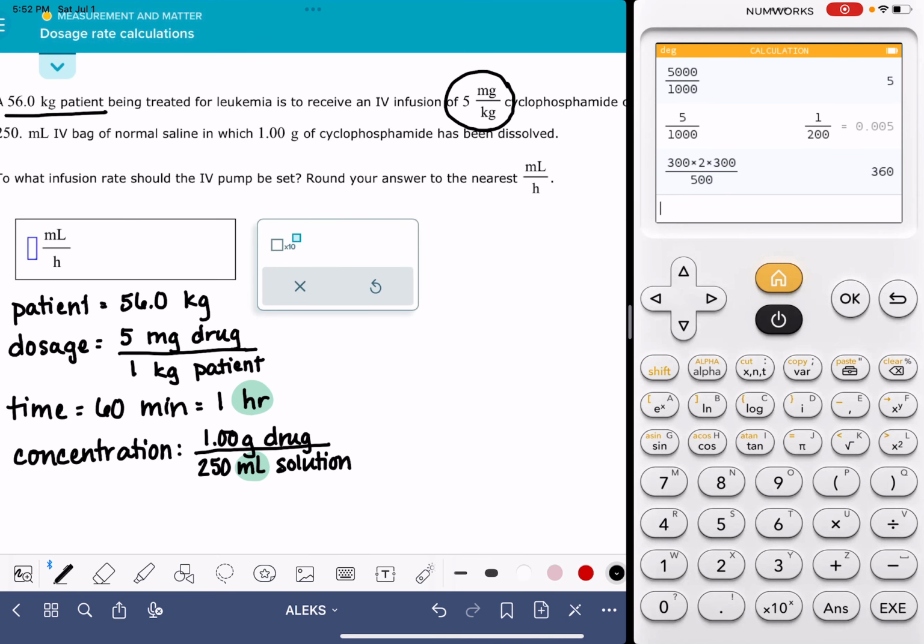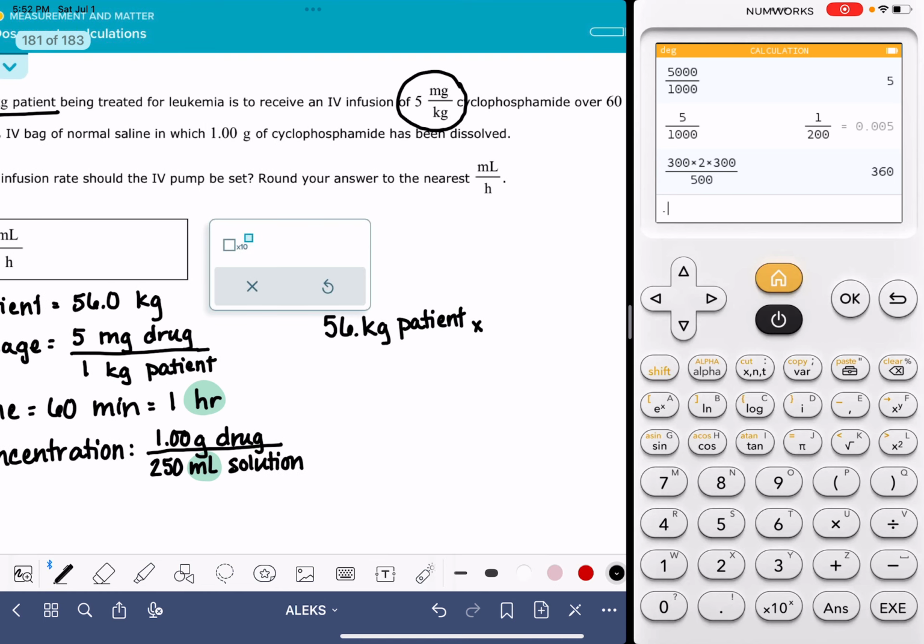I'm going to start by writing the mass of the patient, which is 56 kilograms. I'm going to add patient there on the end. And it's important that you are pretty descriptive with your units because we do have two different mass units, so you make sure you're not getting them confused. 56 kilograms of the patient.